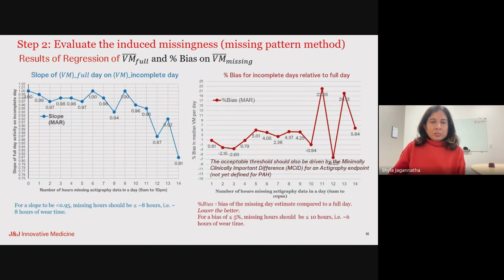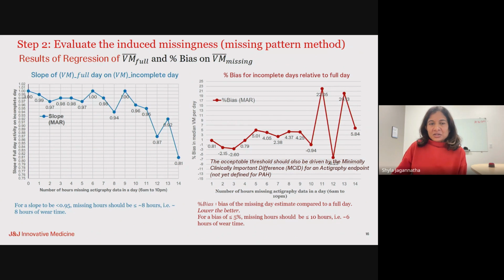So when we looked at the slope, how good a predictor the incomplete day is for the full day, you can see the blue line. The x-axis is the number of hours of missingness, and the y-axis is the slope. If we don't have any missingness, it should be 1. It's predicting perfectly, and then you can see the slope starts going down. If we draw a line through it, I'm setting a threshold here. If you want the slope to be 0.99 or 0.95, I'm setting a threshold of 0.95.